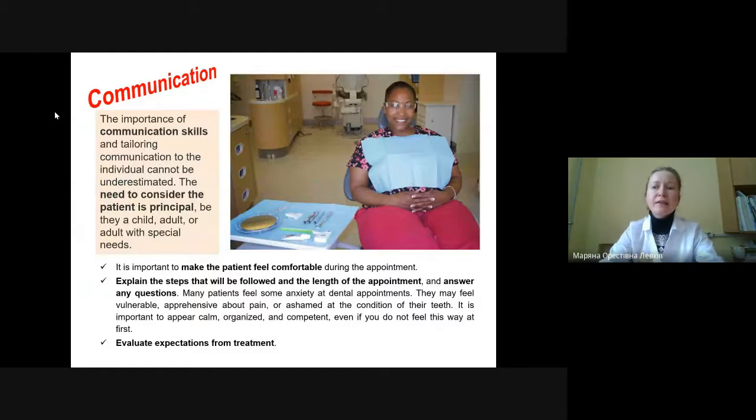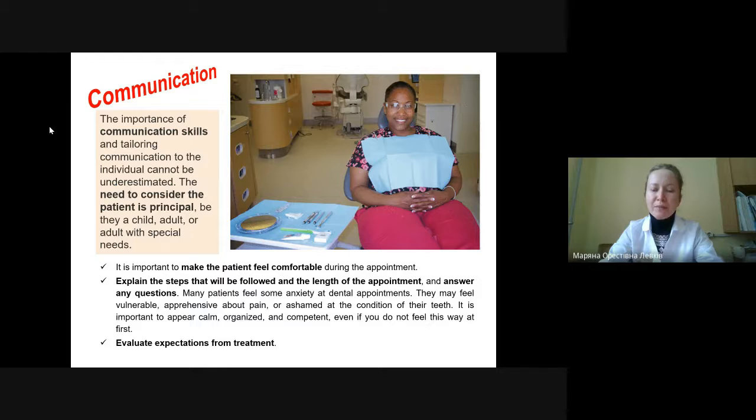Communication is another important quality of the dentist. The importance of communication skills and tailoring communication to the individual cannot be underestimated. The need to consider the patient is principal, be they a child, adult, or adult with special needs. It is important to make the patients feel comfortable during the appointment. Explain the steps that will be followed and the length of the appointment, and answer any questions that patients have.